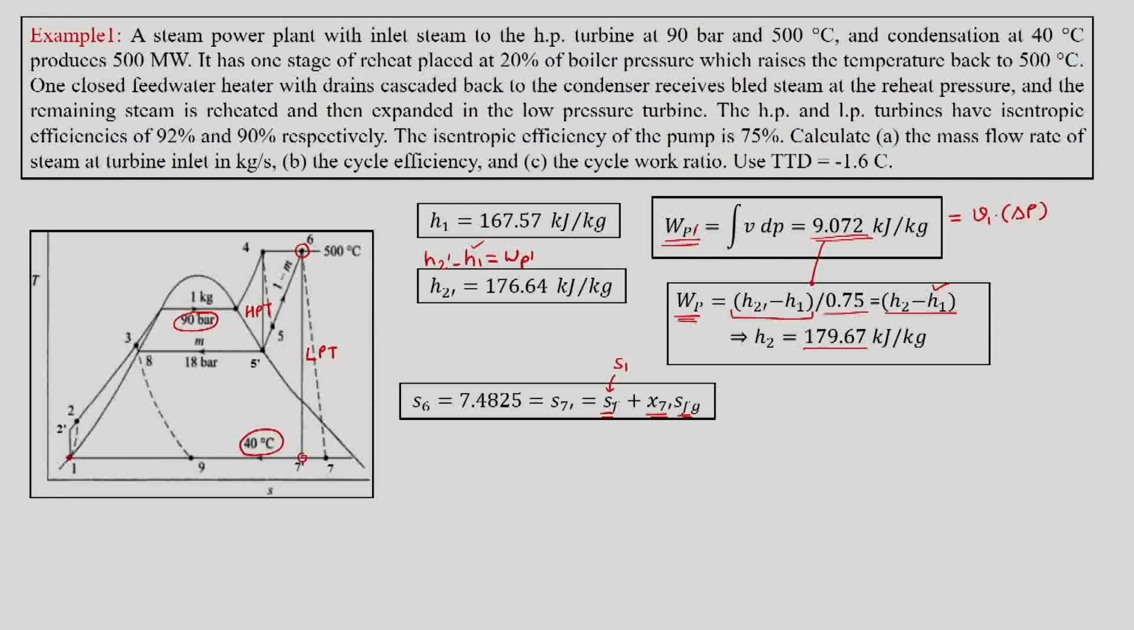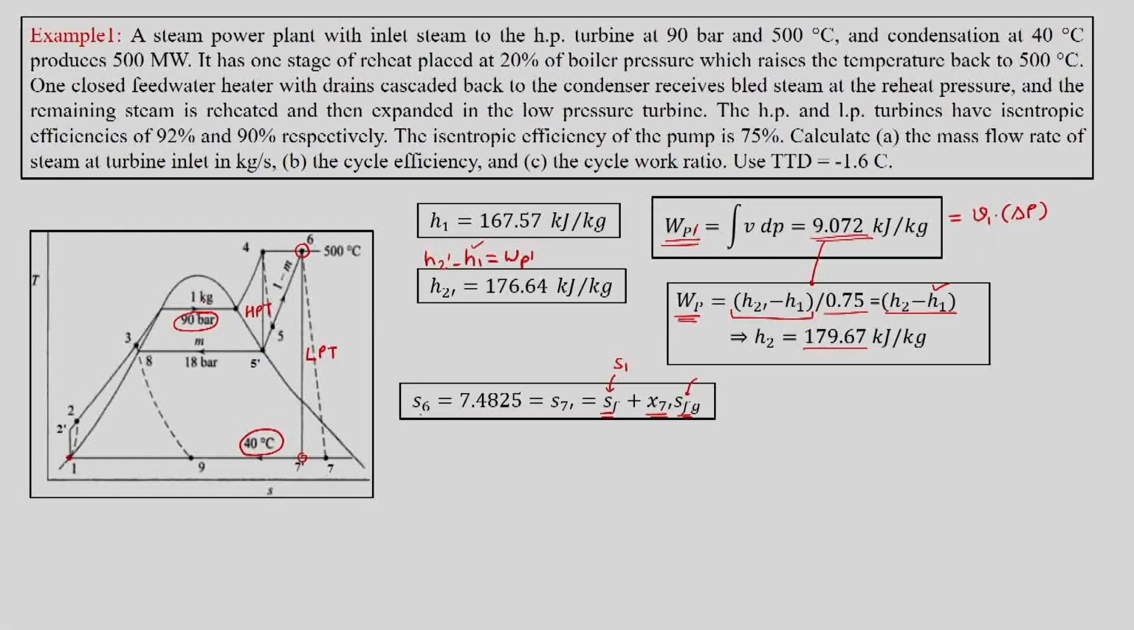Basically SF is equal to S1, and if we go to the liquid saturation entropy corresponding to 40 degrees Celsius saturation temperature, then we can know SF. SFG is the latent entropy change, and that is also given in the steam table. For S6, we will go to the superheated part of the steam table, to the 90 bar pressure and 500 degrees Celsius temperature, and from that we will pick up the entropy. So these things are known to us.